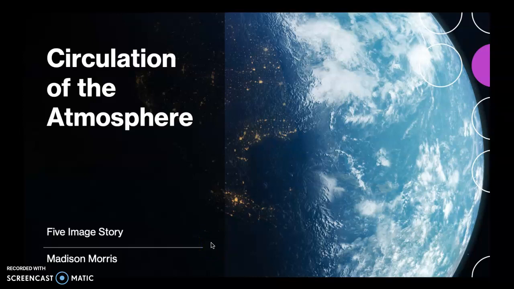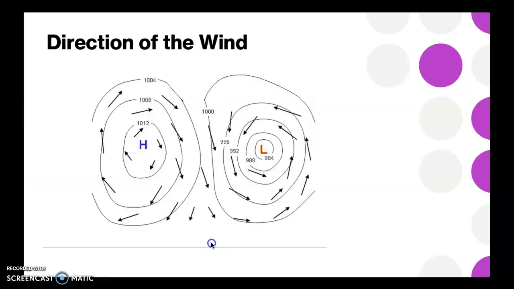So to wrap up the meteorology unit completely, we're going to talk about the circulation of the atmosphere using the 5-image story for homework 4. So to start off, we're going to talk about the direction of wind.